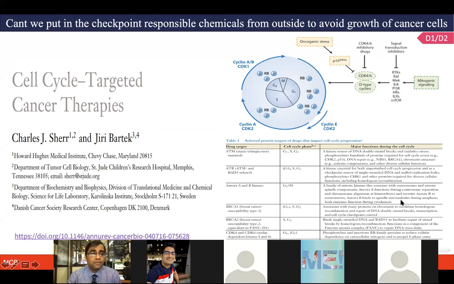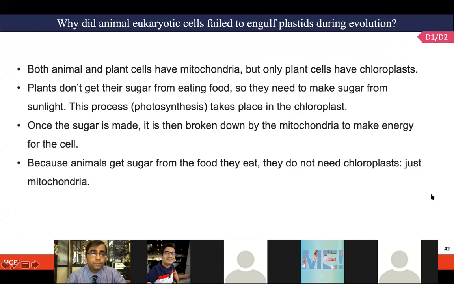So you are thinking in exactly the right direction, and this review article attests your thoughts and gives you more value to read further. Why did animal eukaryotic cells fail to engulf plastids during evolution? Of course, these are only hypothetical situations which we can think about more and more.